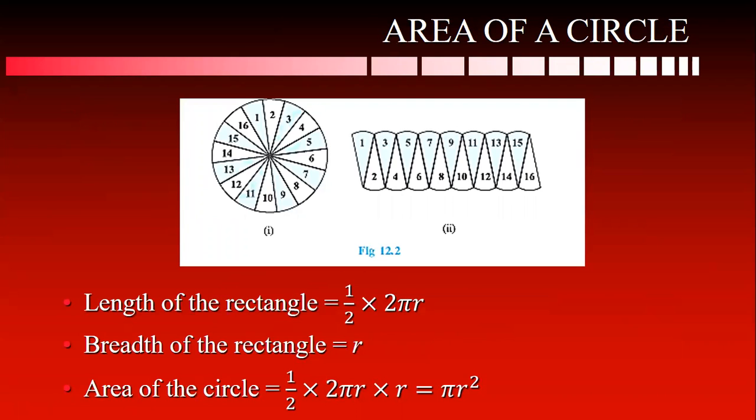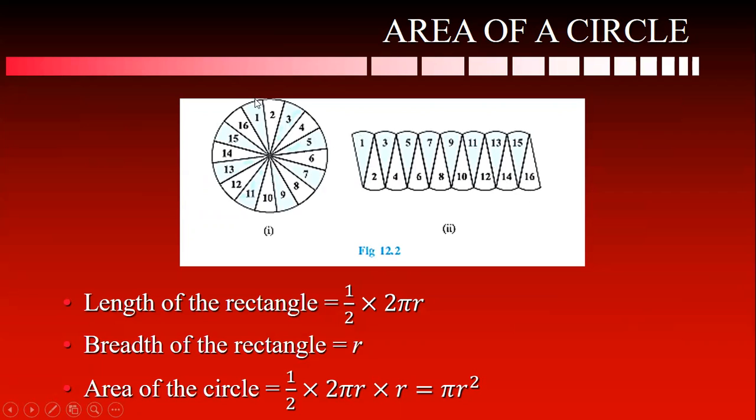Now, area of a circle. In your previous class, you have studied this activity wherein we are finding area of a circle. How are we finding that? We are cutting a circle into small strips like a pizza strip. And then if we are arranging them in this manner, one on this side, two upside down, three, four, and so on, all the pieces when we arrange, it forms a rectangle.